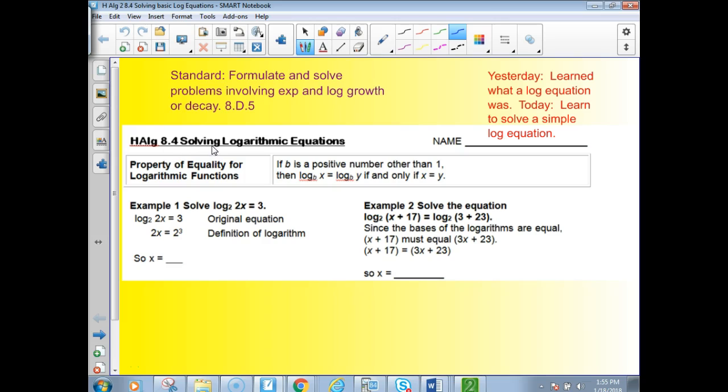So anyway, 8.4 is solving logarithmic equations. Again, yesterday we learned what a log equation was. Today we're learning how to solve a log equation.